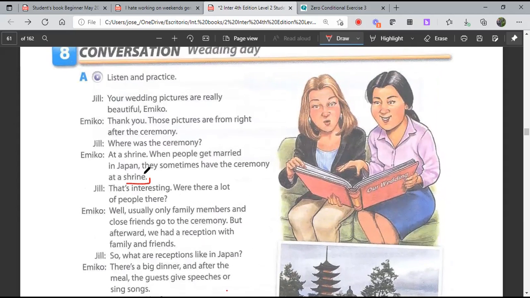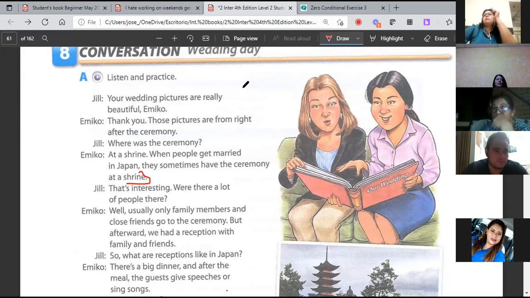What about shrine? Somebody knows what shrine means? Any idea? It's like a temple. Okay? It's like a temple. Basically, it's a temple. And I think that is for Buddhism, if I'm not mistaken. Is that correct? Can somebody confirm that with us? Ese sería el templo Buda. Yes, the shrine. Yep. Yeah, we can say that. Okay. Yeah, I think it's from the Buddhism, if I'm not mistaken.